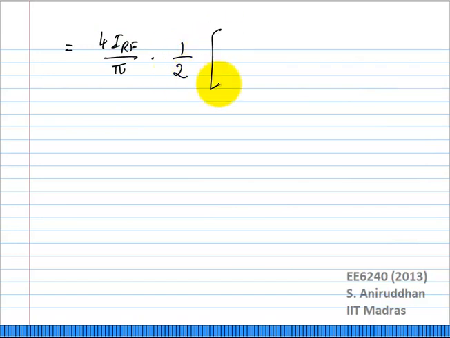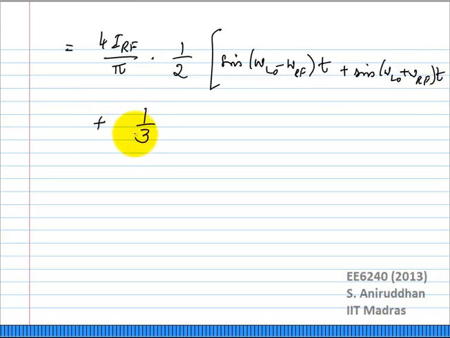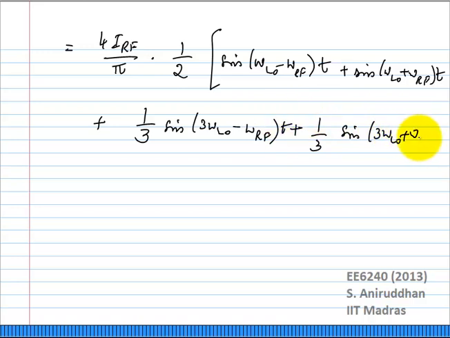Now I'll just decompose the product of sine and cos into two portions. It's half of sine of omega_LO minus omega_RF, plus sine of omega_LO plus omega_RF. Plus I get 1/3 sine of 3 omega_LO minus omega_RF, plus sine of 3 omega_LO plus omega_RF, into t, and so on. You get a whole bunch of harmonics.